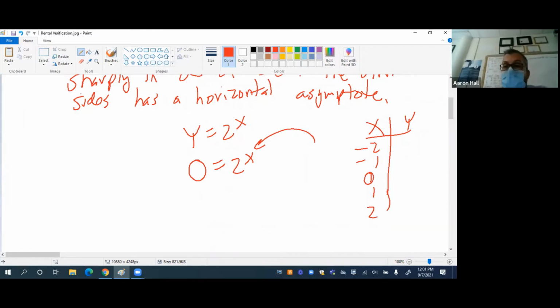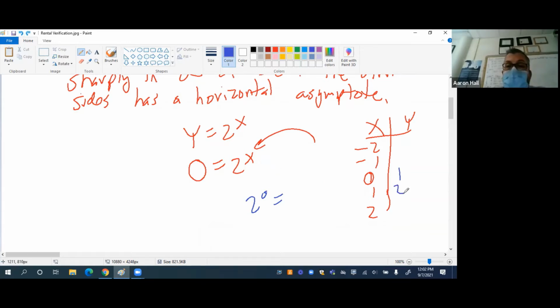Let's go ahead and do Eileen. If I plug in 0 here, what do I get? So if I have 2 to the power of 0, what's our 0 exponent rule? It's always going to be 1. So that's going to give me 1. What if I plug in 1 here?